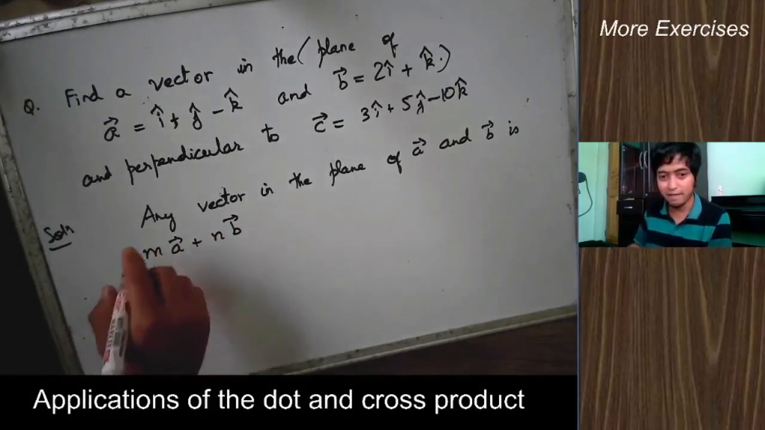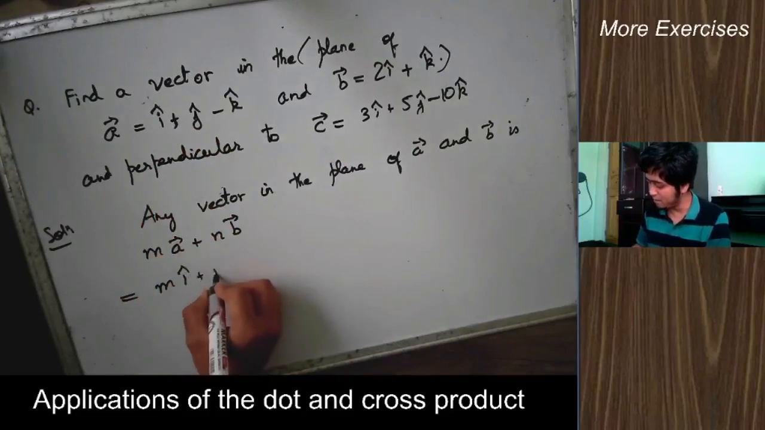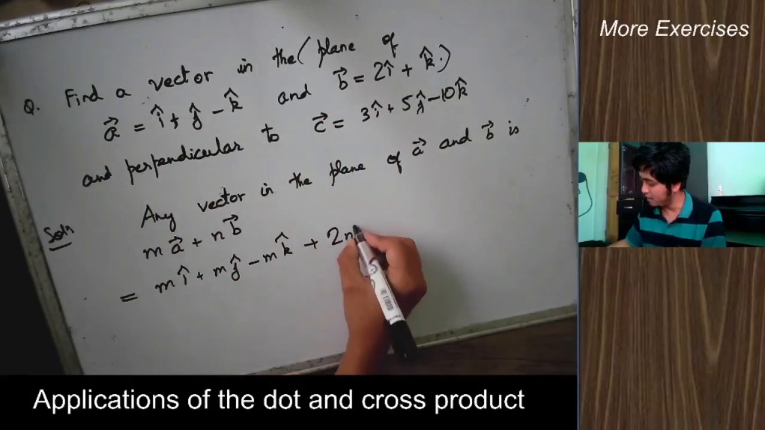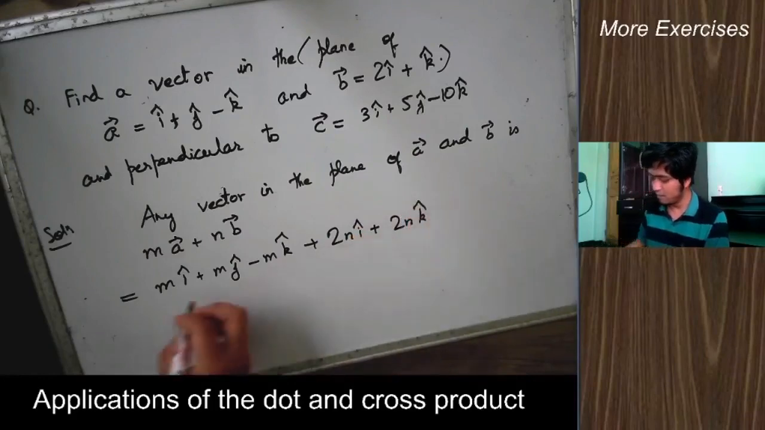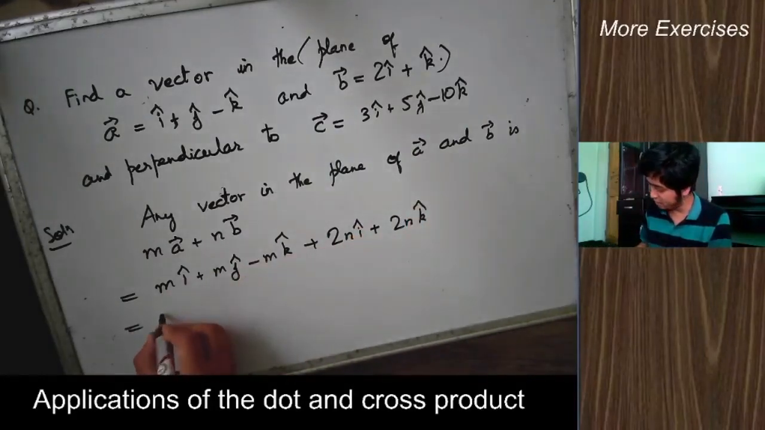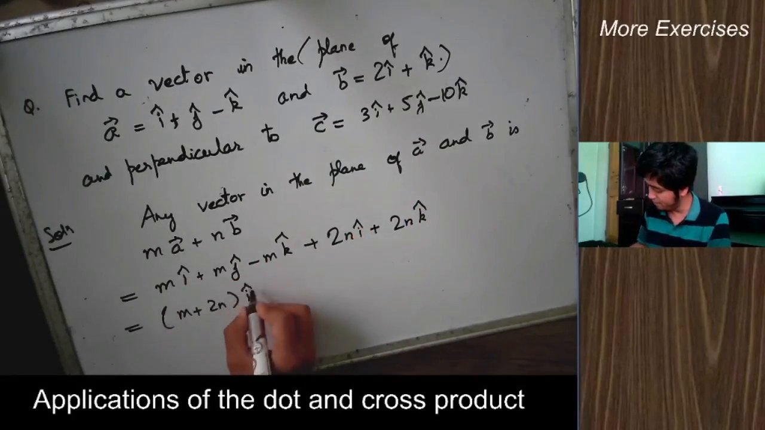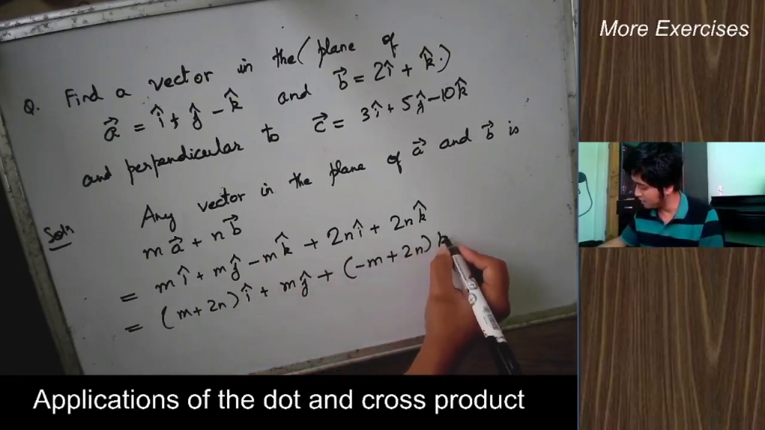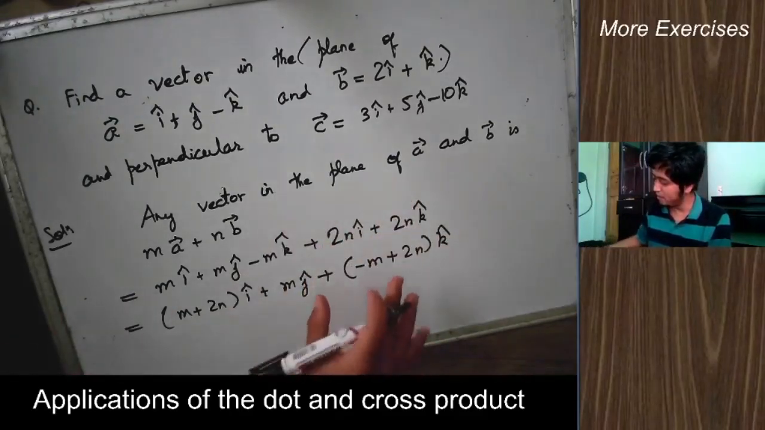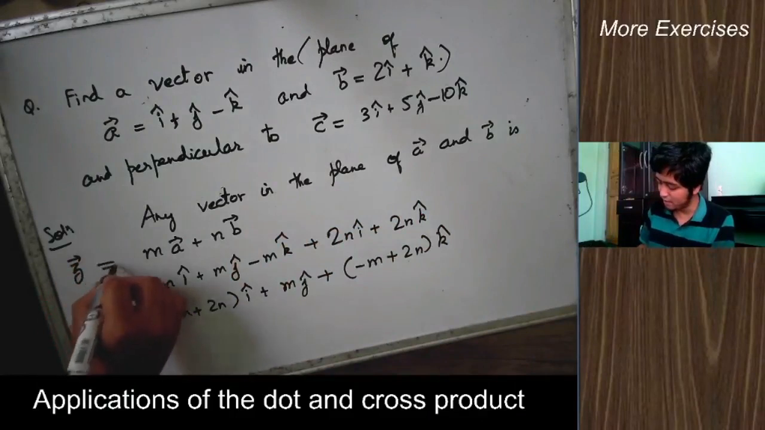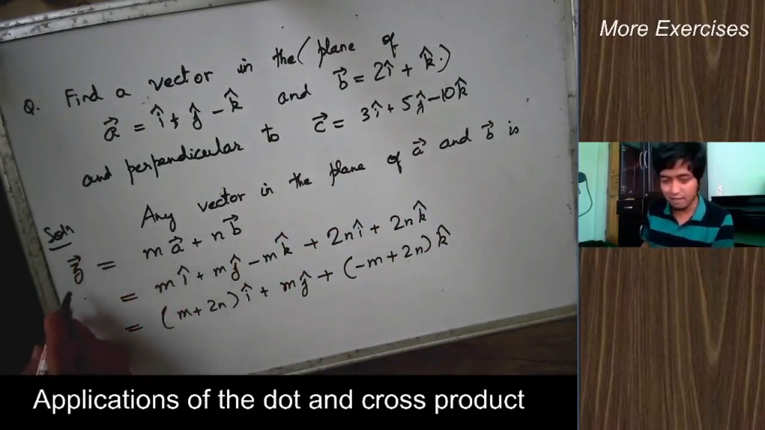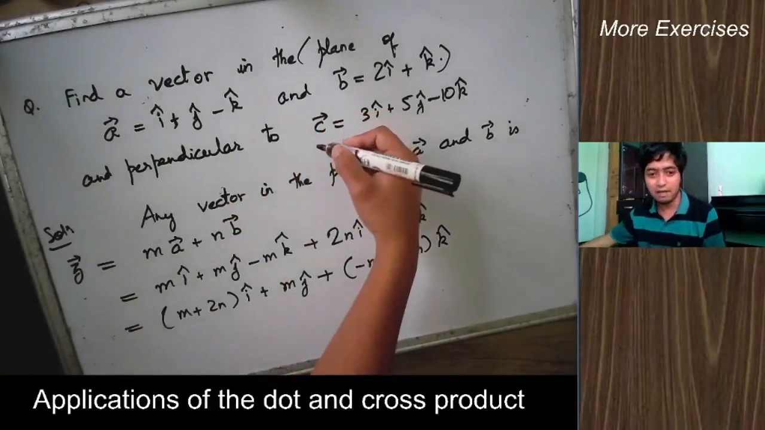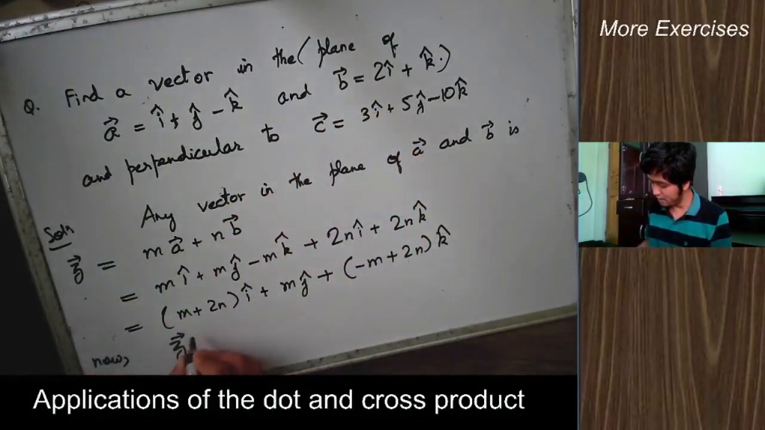So if you multiply it, you will have mA as mi plus mj minus mk, and nB will be 2ni plus 2nk. Rearranging this vector, you will have (m plus 2n)i plus mj plus (minus m plus 2n)k. So this is the vector in the plane of A and B. Maybe I will name it Z. We can give any name that we like, but I am writing the letter Z. Now this vector Z is perpendicular to C.